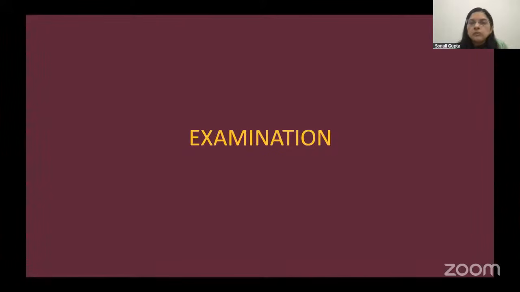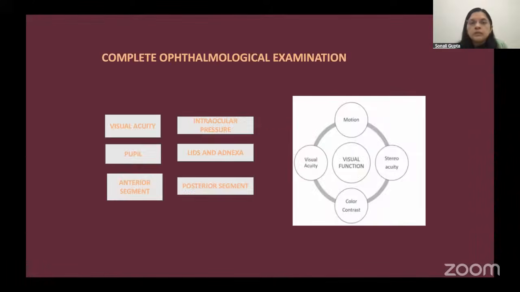So coming to examination, a complete ophthalmic examination, like for any eye disease, is important where we check the visual functions comprising not only the visual acuity but also the color contrast. If he reports any changes with the near vision or any changes he reports with temperature, he says when I go to a hot place or I exercise.